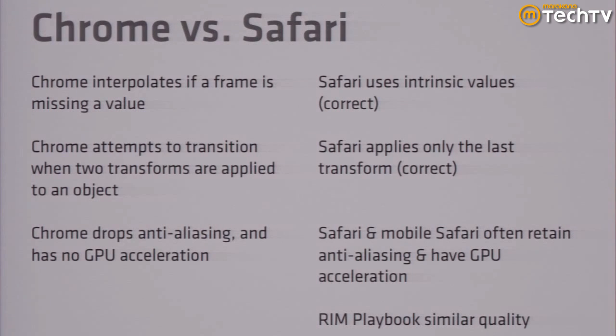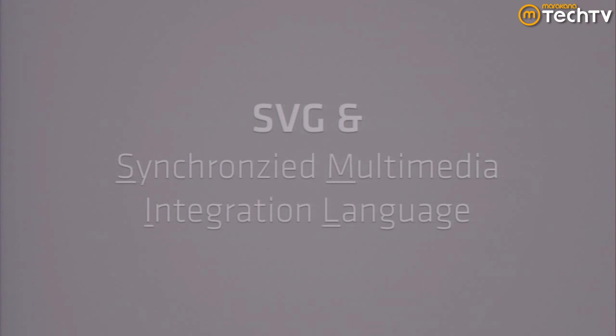Chrome will drop anti-aliasing and has no GPU acceleration for the most part. Safari and Mobile Safari do a pretty good job of retaining anti-aliasing and have GPU acceleration. I think it's because particularly Mobile Safari just basically snapshots the screen and moves the image around under the covers. The Playbook has kind of Safari quality animations as well. So that's it for CSS Animations. Are there sort of questions about CSS Animations before I do a really, really quick SVG and SMIL thing?